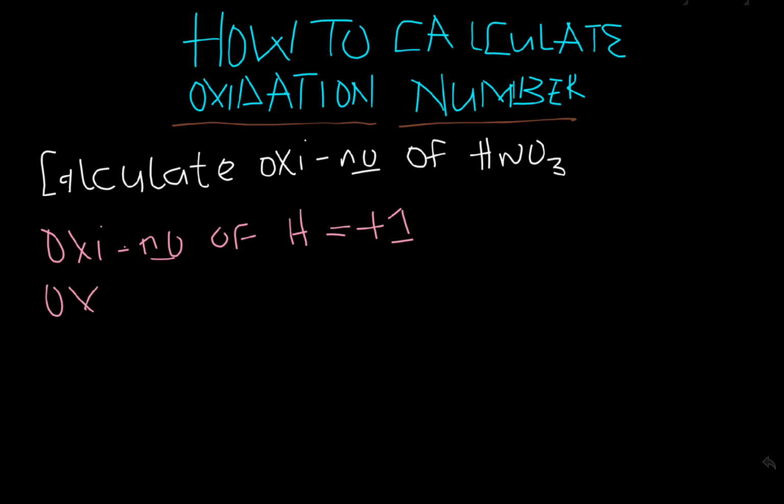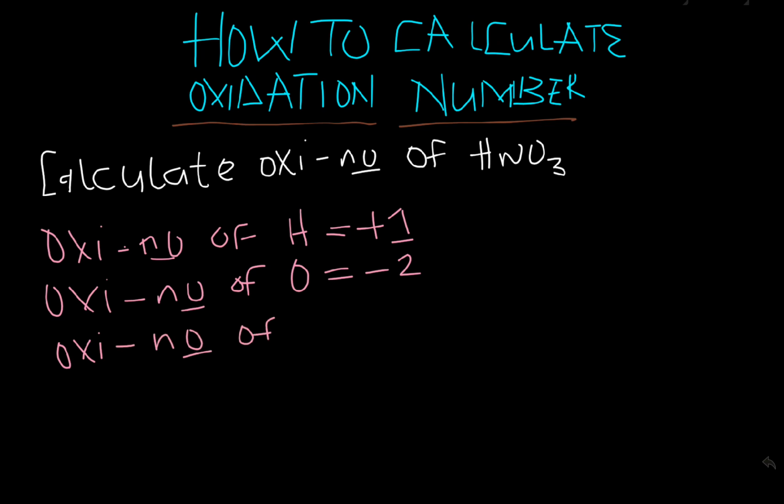Next, the oxidation number of oxygen, right, is -2. That's the oxidation state of oxygen. And the oxidation number of nitrogen is what we are supposed to calculate here.